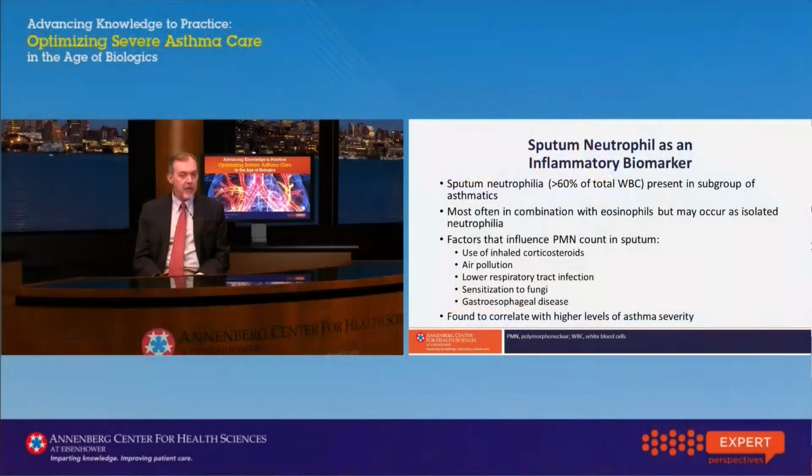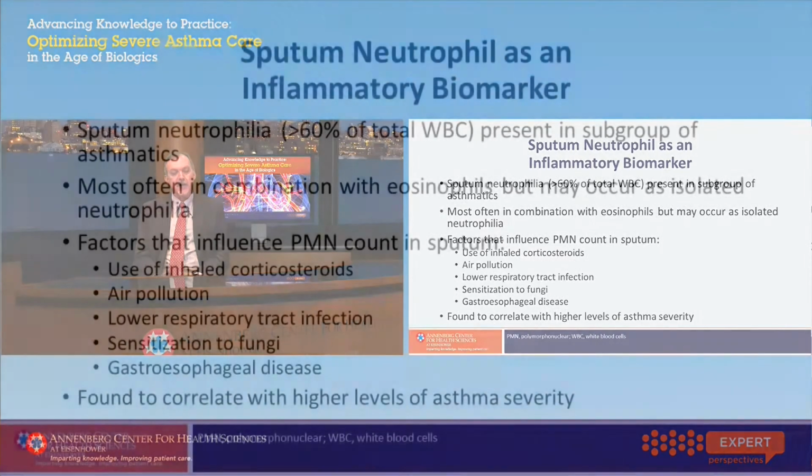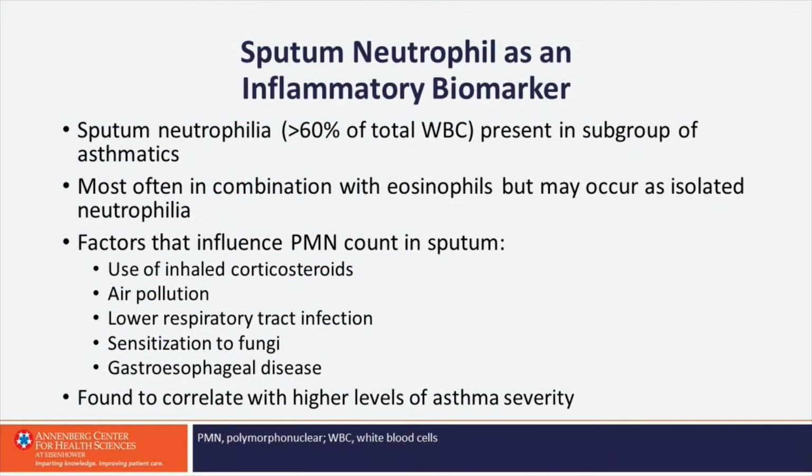We know that not all patients have type 2 pathophysiology, and certainly many people have discussed and written about the role of the sputum neutrophil as an alternative inflammatory biomarker to identify the other group of patients. We're defining sputum neutrophilia as greater than 60% of the total white blood cells in the sputum of this subgroup. Most of the time, patients with the most severe type of asthma seem to have a combination of eosinophilia plus neutrophilia, although there is a small isolated group of patients who have neutrophilia alone.